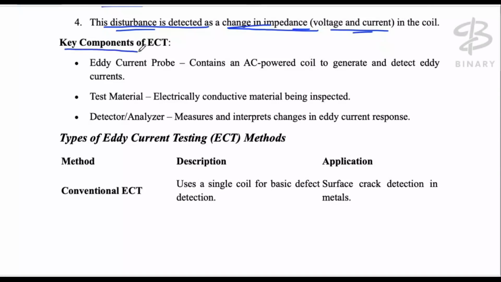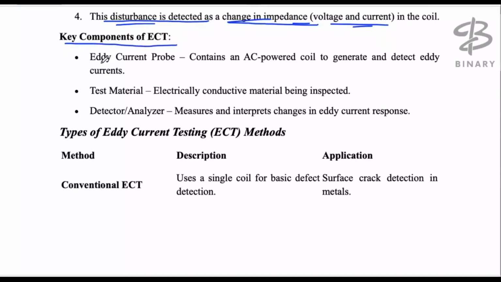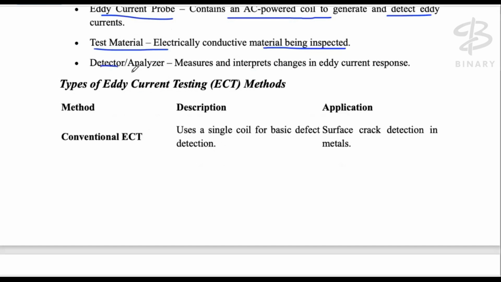What are the key components of ECT? The first one is the eddy current probe that contains an AC powered coil to generate the eddy currents. The second one is the test material, obviously, which must be electrically conductive material being inspected. The third one is the detector or analyzer that measures and interprets the changes in the eddy current response.